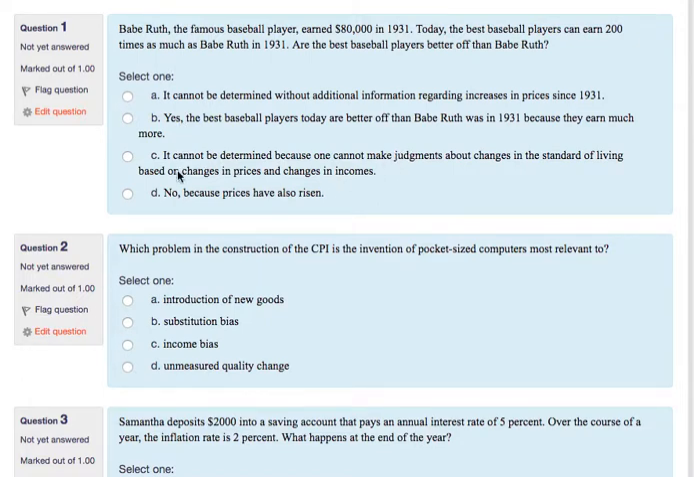So the answers saying yes or no cannot say it accurately. So those two are out. And then it's one of these two that says it cannot be determined. Without any additional information regarding increases in prices, what I was arguing, if we look at the other answer, cannot be determined because one cannot make judgments about changes in the standard of living based on changes in prices and changes in income. Well, you can make judgments about changes in standard of living based on changes in prices and changes in income, but the problem here is we only have changes in income. We don't have changes in prices.